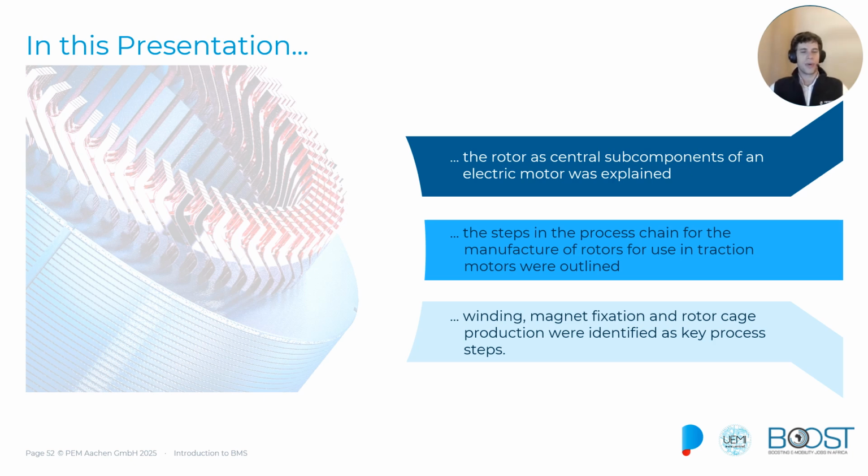Last slide, as always, our summary. In this presentation, the rotor as central subcomponent of an electric motor was explained. In this presentation, the steps in the process chain for the manufacture of rotors for use in traction motors were outlined. In this presentation, winding, magnet fixation, and rotor cage production were identified as key process steps.